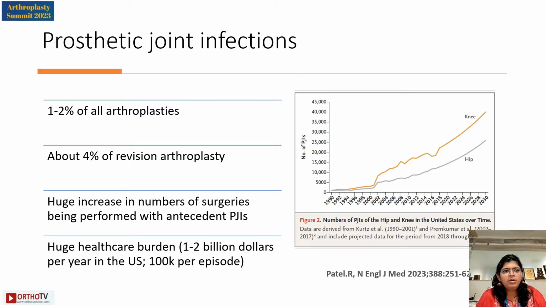Prosthetic joint infections occur in about 1 to 2% of all arthroplasties across the globe and about 4% of revision arthroplasties. If you see the graph on the right side, taken from the review by Robin Patel and NHM earlier this year, there has been a huge increase in the numbers of these surgeries being performed over the last couple of decades. So not only does this add to the numbers of prosthetic joint infections that occur, there is also a very huge healthcare burden of about $1 to $2 billion per year in the US alone.